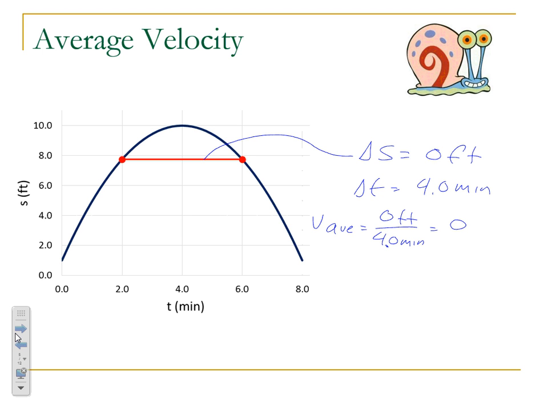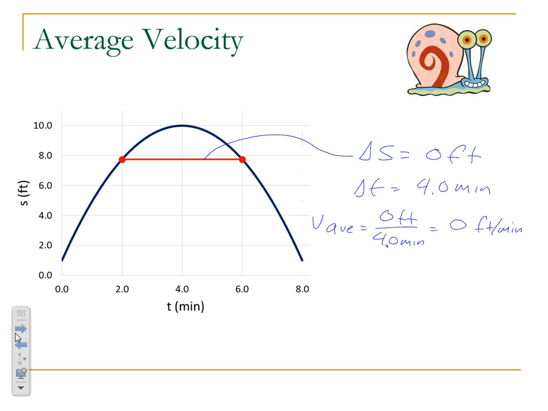And that's 0. So 0 feet per minute. So Gary was moving between 2 and 4. He moved from a little bit less than 8 up to 10, to a position of 10 feet at 4 minutes, and then back to a little bit less than 8 at 6 minutes.